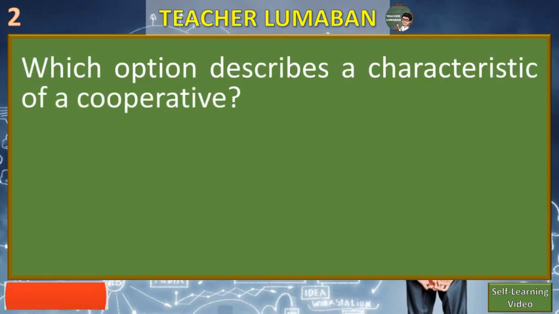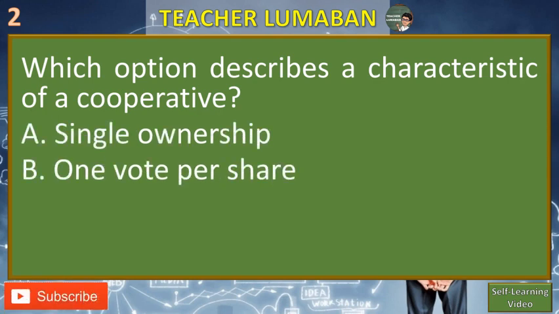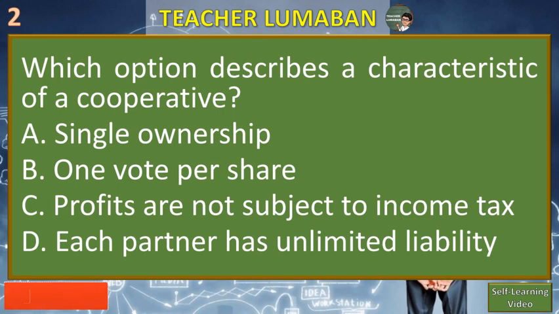Which option describes a characteristic of a cooperative? A. Single ownership. B. One vote per share. C. Profits are not subject to income tax. D. Each partner has unlimited liability.